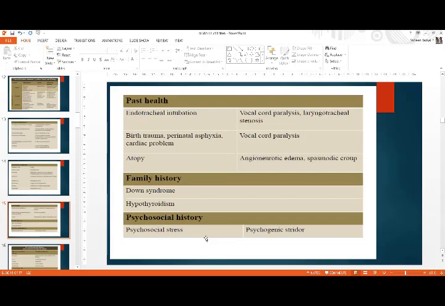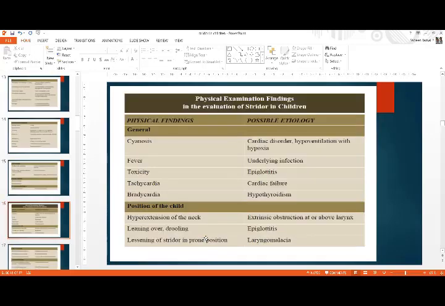If there is atopy, then you should consider angioneurotic edema, spasmodic croup. You should also take a family history of Down syndrome and hypothyroidism, and a psychosocial history for some psychosocial stress, and that leads to psychogenic stridor. Every time the child gets some stress, he starts producing this sound.